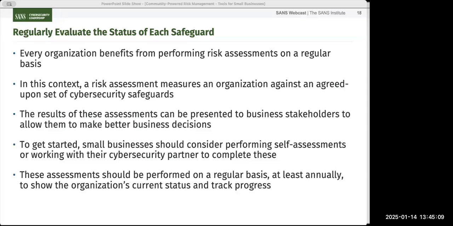But the problem we run into a lot of times is we don't know how to show that to business owners. So what we want to be able to do is come up with what are those set of safeguards that we believe in our organization are appropriate. What are those things we believe we should be doing? Then we want to take those assessments and validate that the safeguards that we expect to be there are actually there. And if they're not, just be honest with ourselves. But then take the results of that information and share it with business stakeholders, again, so that they can make better decisions about this.